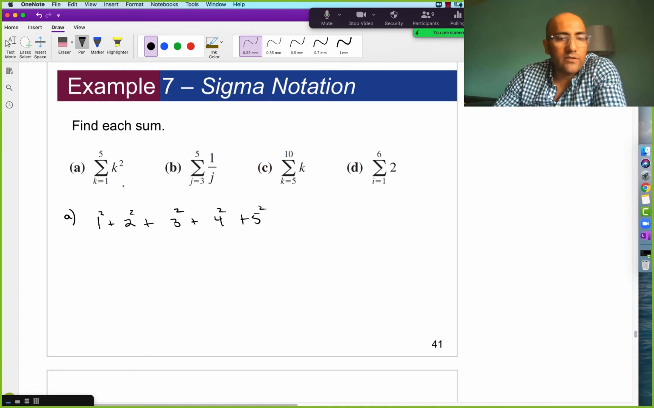So replace the k by a 1, I get a 1 squared, plus, replace the k by a 2, replace the k by a 3, and so on and so forth. So now we just simplify it and get an answer. This becomes 1 plus 4 plus 9 plus 16 plus 25. So let's see, that's going to be 5, 5 and 5 makes it 30, 39, 45, 55.